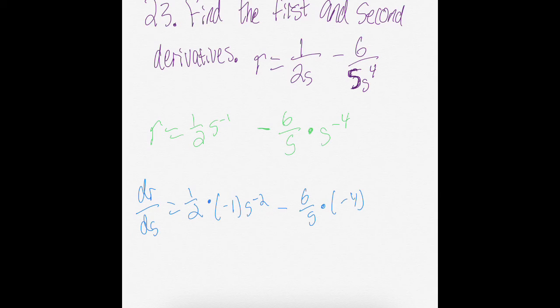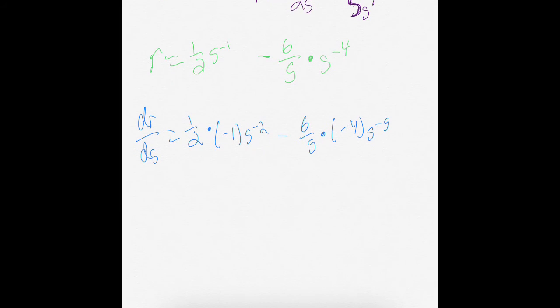And then I've got a minus 6 over 5 times minus 4 s to the minus 5. And we can rewrite this a little bit. Let's go ahead and do that. So I have 1/2, so it's minus 1/2 s to the minus 2. And let me see, I've got minus a negative, so that's actually going to be a plus 24 over 5 s to the minus 5. 4 over 5 s to the minus 5.